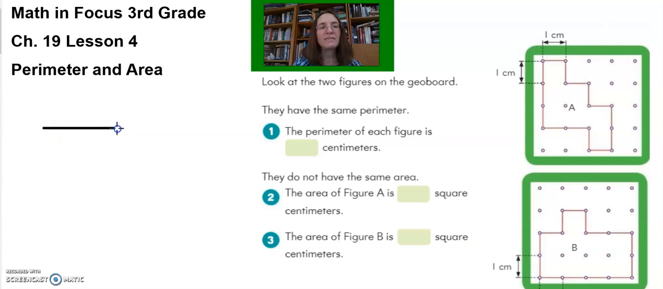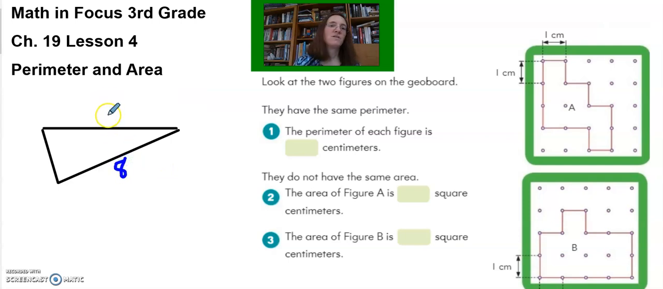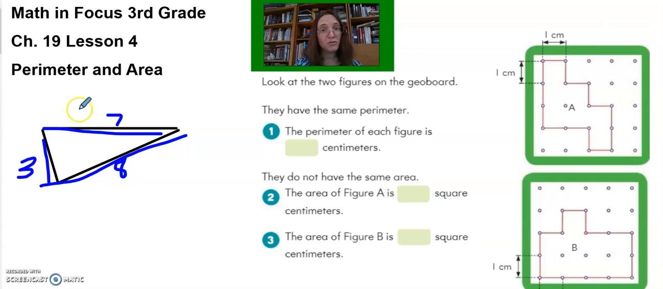So the perimeter means the outside edge of any polygon. And I'm just going to draw this triangle here. It would mean that if we told you the measurements of these sides, let's say that this one was 8, and this one was 7, and this one was 3, we could just add up the sides and find the perimeter. A perimeter is a one-dimensional measurement. It just uses straight lines.